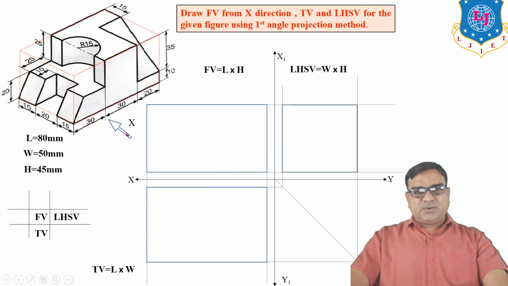First we have to draw front view. So assume the observer is here and he looks at the object in such a way that the eye rays are always perpendicular to the vertical plane. So here somewhere the vertical plane is there on which the projection will be obtained. This is the position for front.